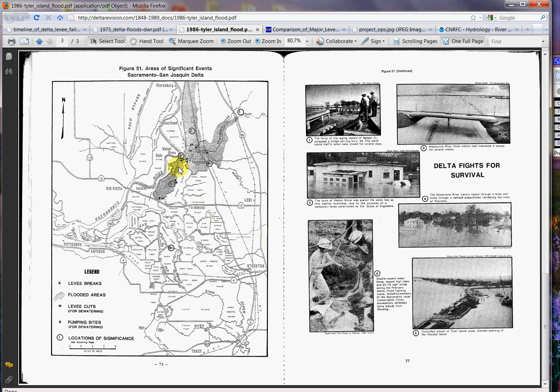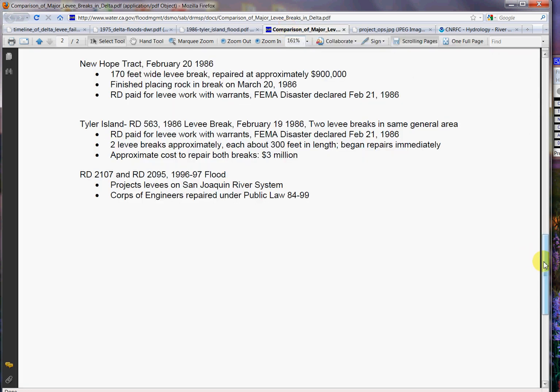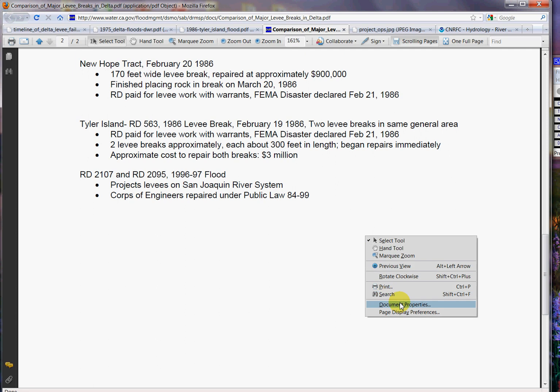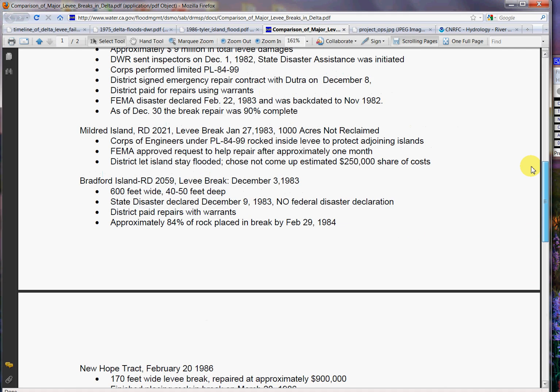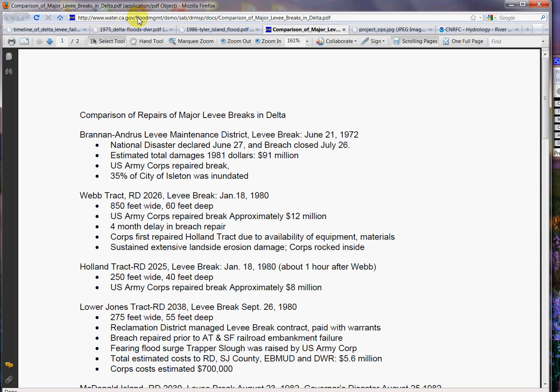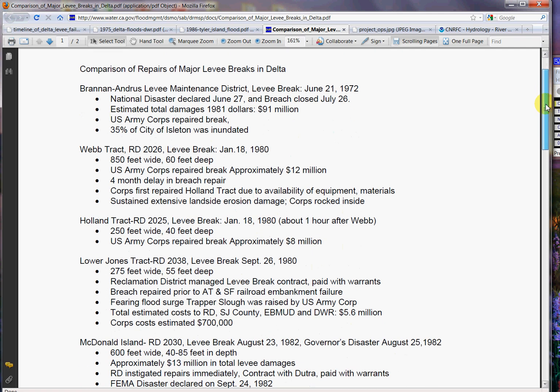Well, in 1986, for whatever reason, there is an accidental flood of Tyler Island, and there are some photos here, and the state does an analysis of the major levees. Now, this particular document didn't have the date on the document itself, but it's May 2006 that this document was done, and it is a report. You can find it at water.ca.gov. By the way, you can find all these reports online if you watch these links up here. It's a comparison of the major levee breaks in the Delta.